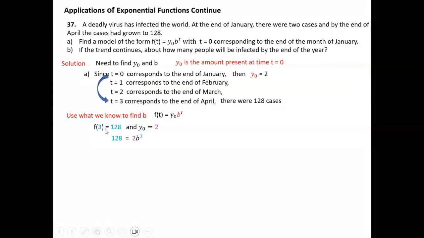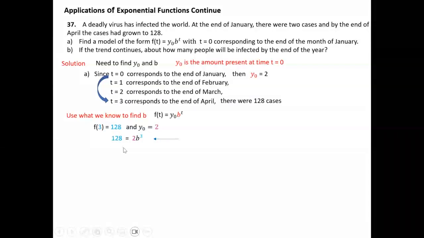Here, guys, my second point is the x value is 3, or the t value. Here they're not using x, they're using t. So 3 is my t, and 128 will be my y, is equal to 2, right? My base is 2. My y naught is 2. And we're looking for the base.